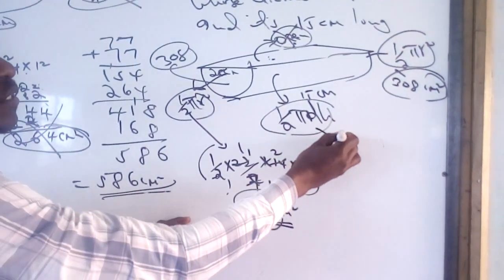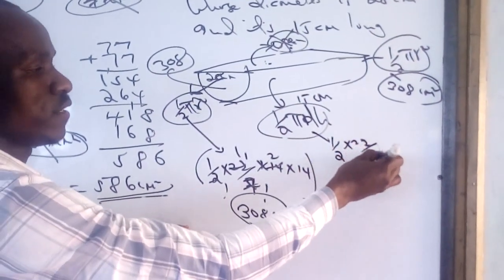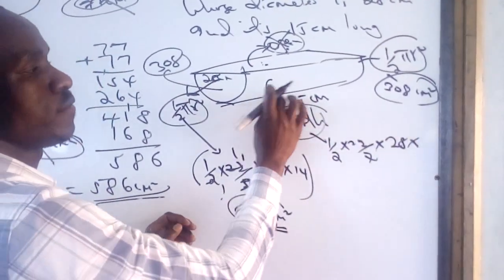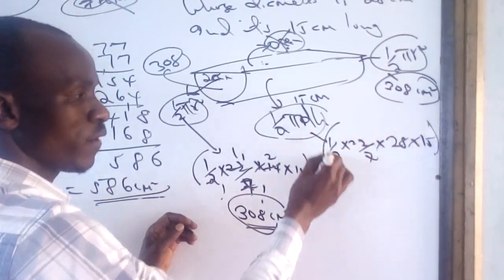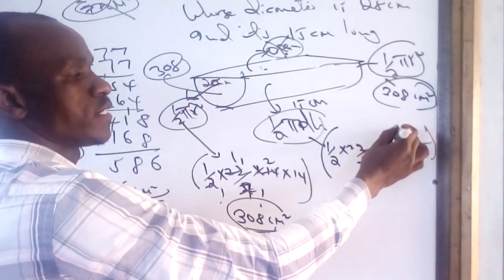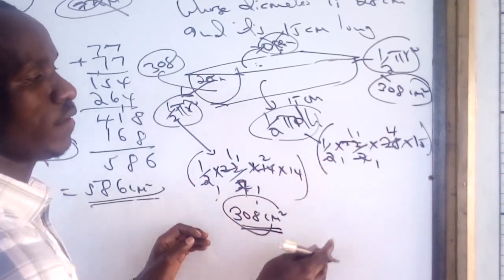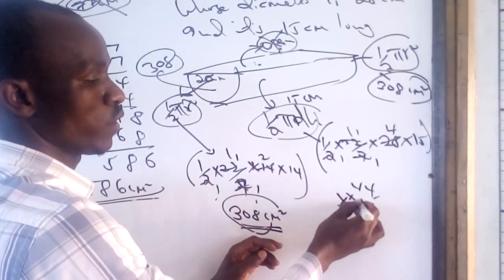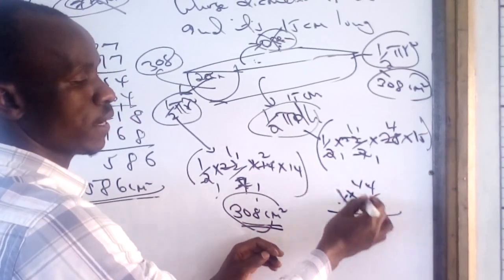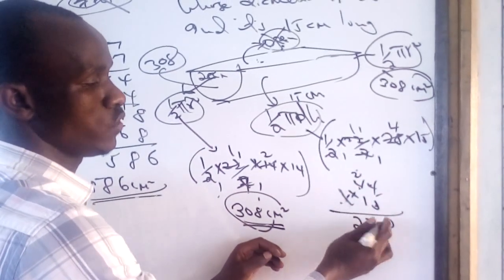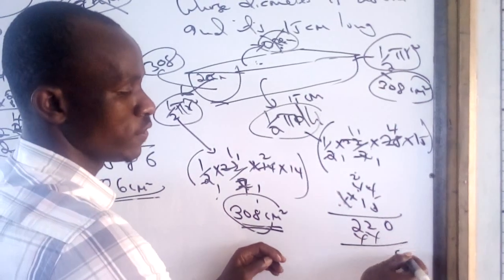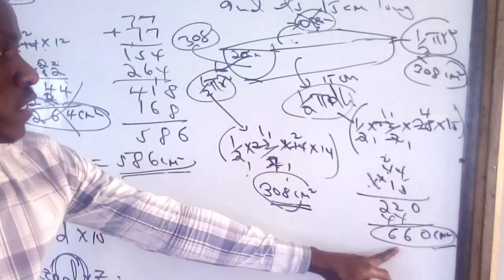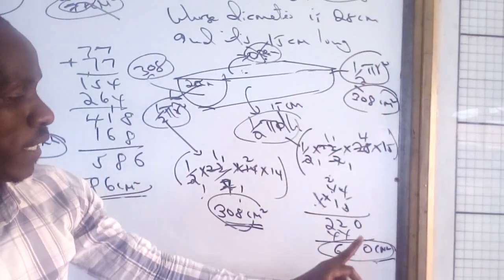Then the last one, which is a half times 22 over 7, a half pi diameter 28 times our height 15. So we can simplify this one again by 7, 1 by 7, 4 by 2, 1 by 2, 11. 11 times 4, 44 times 15. So we can multiply this. We have 0 carry 2, 20 plus 2, 22. We have 660 centimeters squared. So this is 660. 308 plus 308 plus 660.